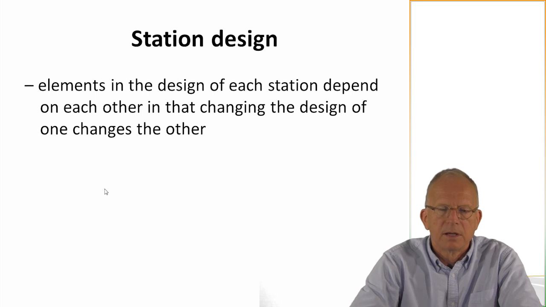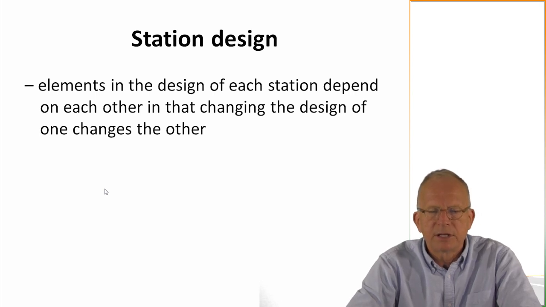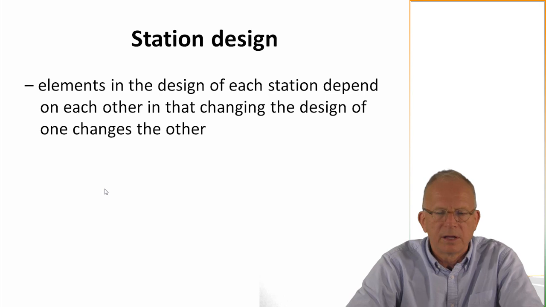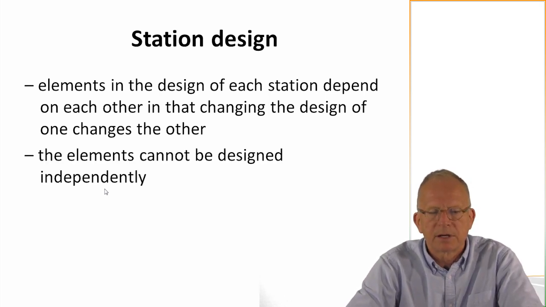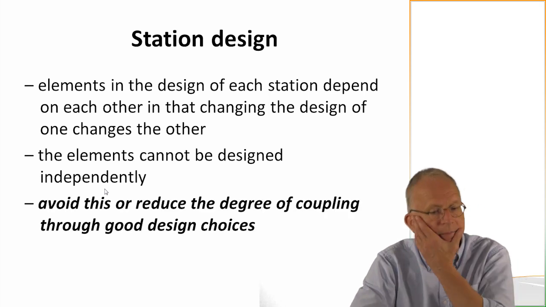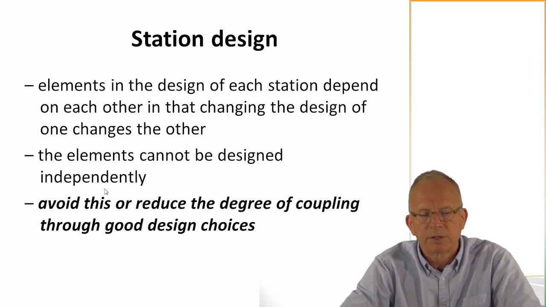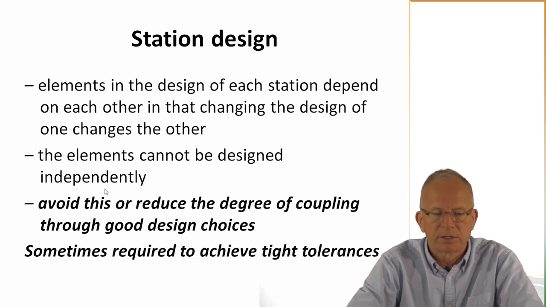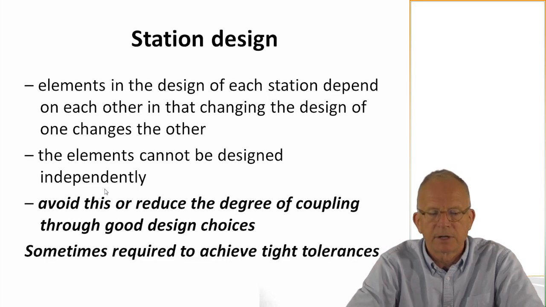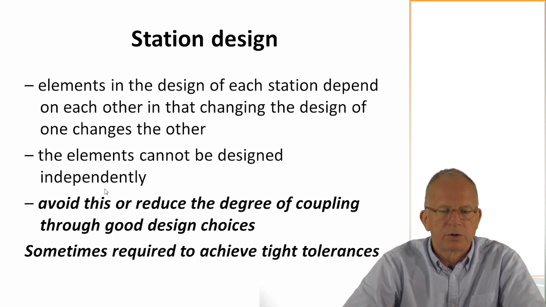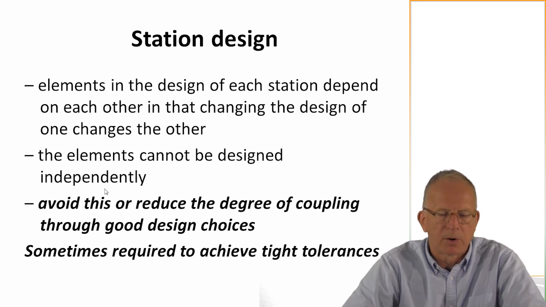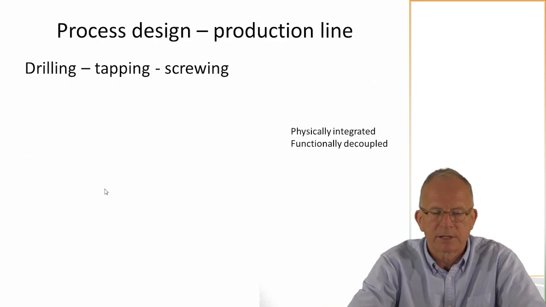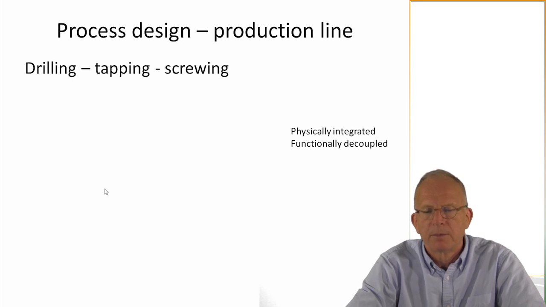So the elements of each station depend on each other in that changing the design of one changes the other. But the elements cannot be designed independently. So we want to avoid this or reduce the degree of coupling through good design choices. And sometimes we do need to do this in order to achieve tight tolerances. In other words, we need to measure the part and make some adjustment in the next process before we can go ahead. But sometimes there are creative solutions.